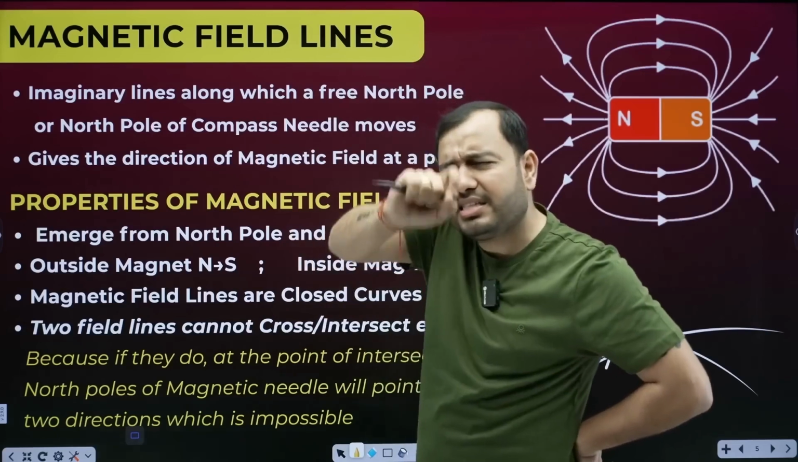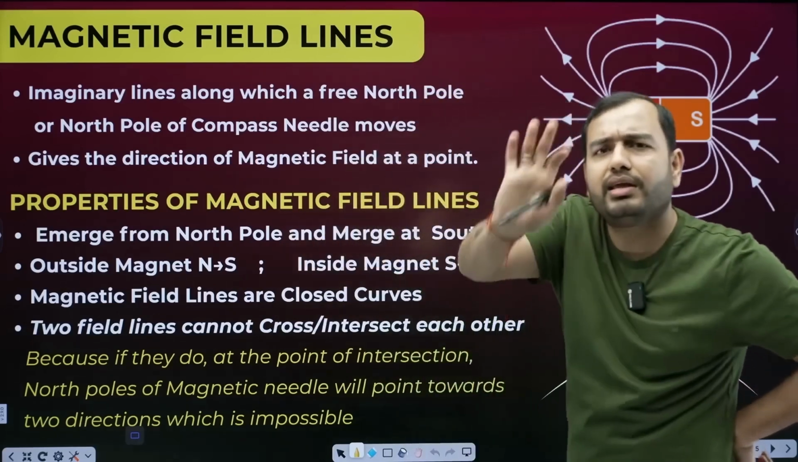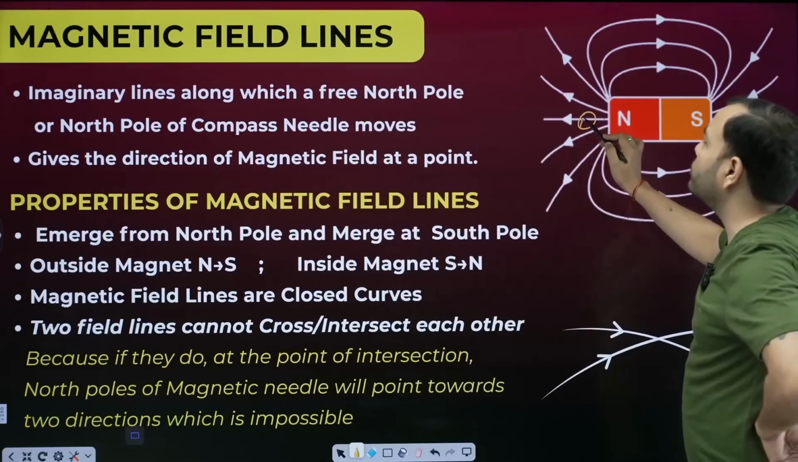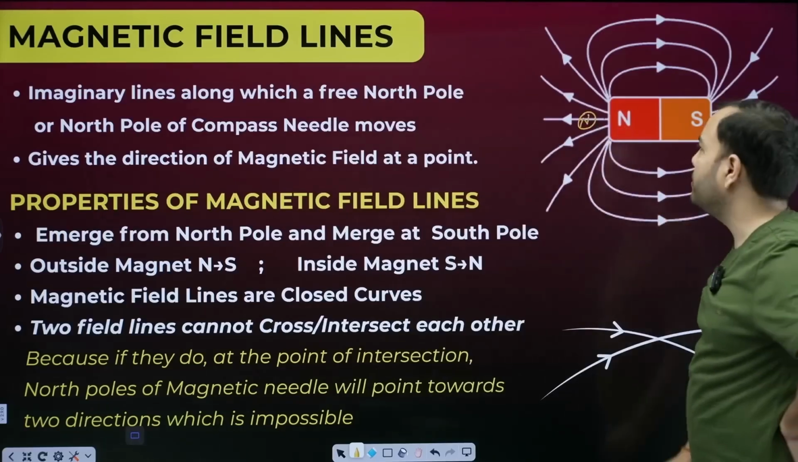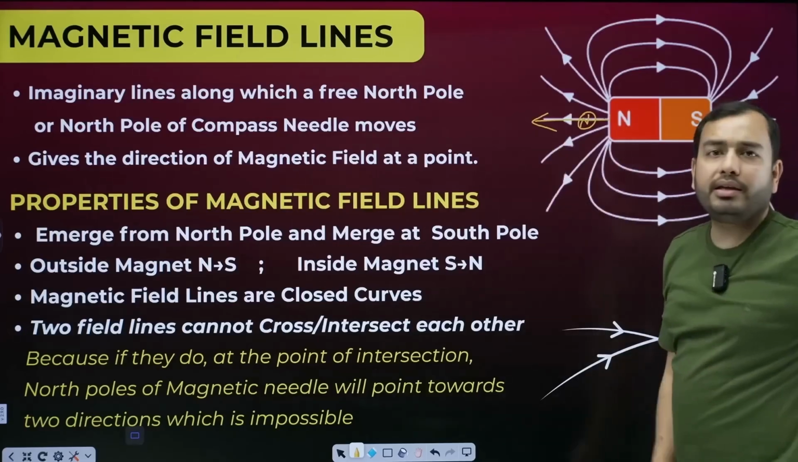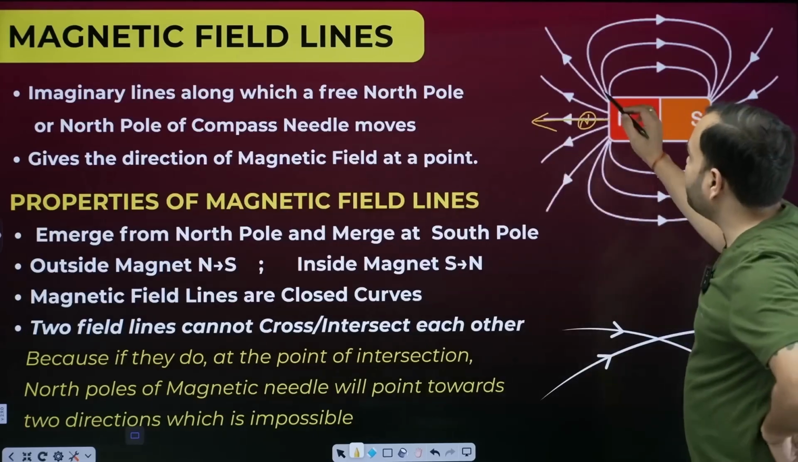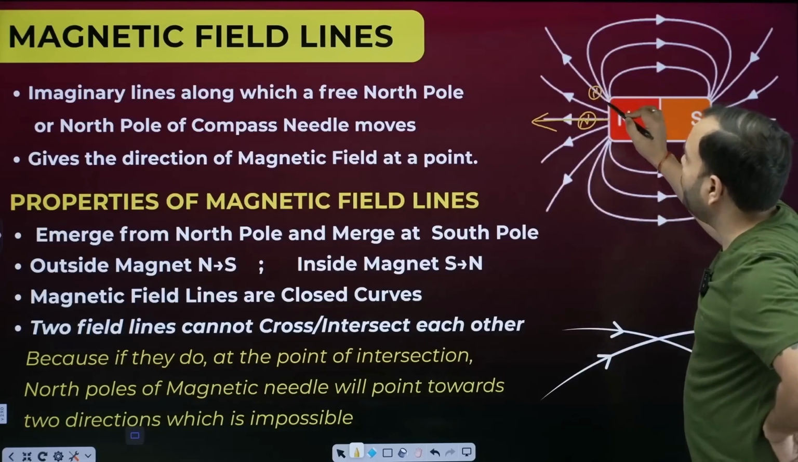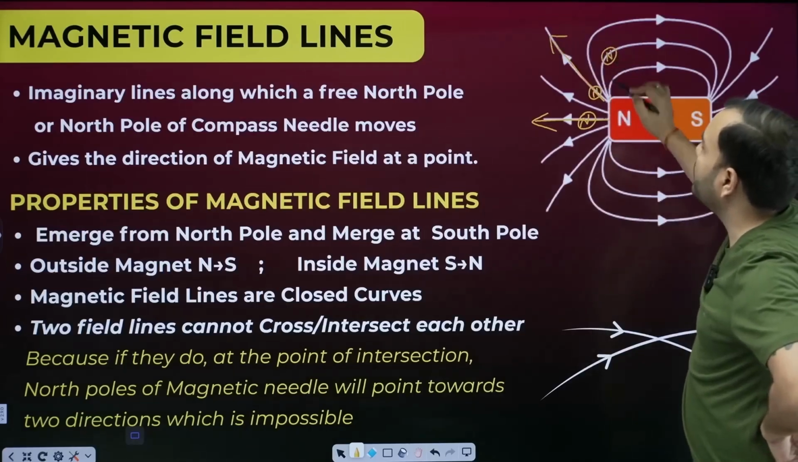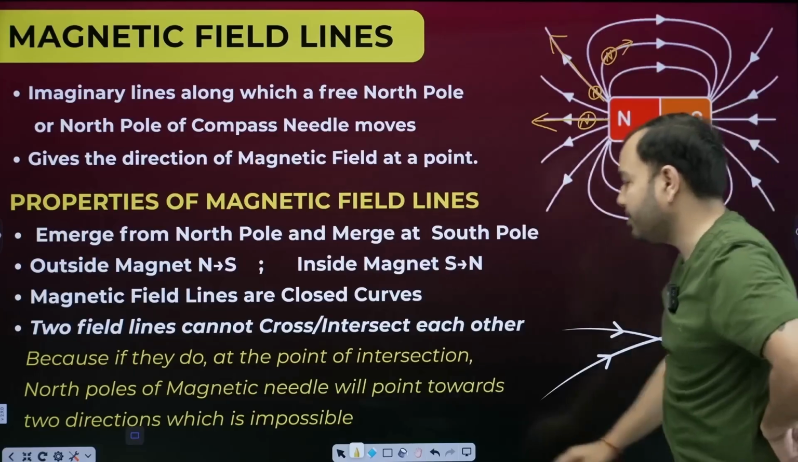What is the concept? It is the same concept as the magnetic field one. Place a free north pole around a magnet and see the direction in which the free north pole ran. That becomes the magnetic field line. Simple. You place the free north pole here. It ran like this. This becomes the magnetic field line. You place the north pole here, where it ran this way, this becomes the magnetic field line.